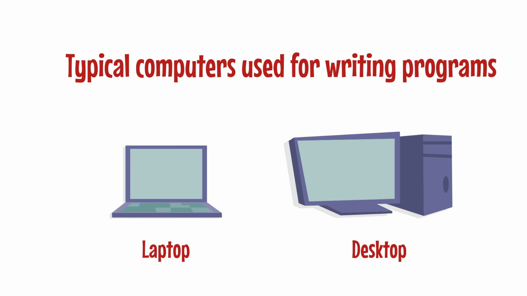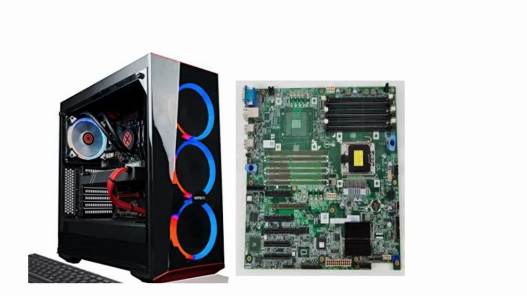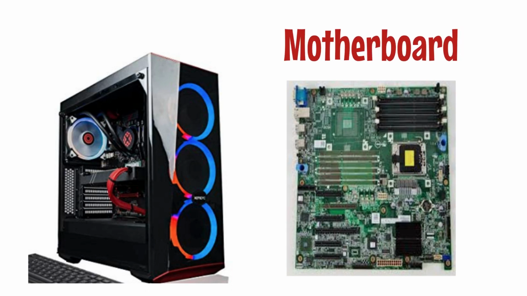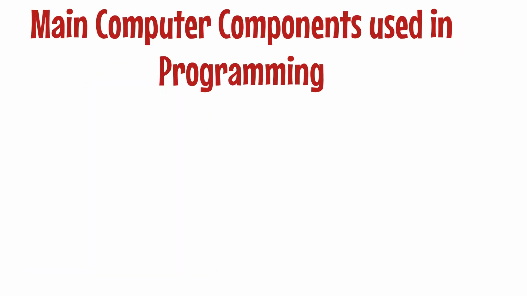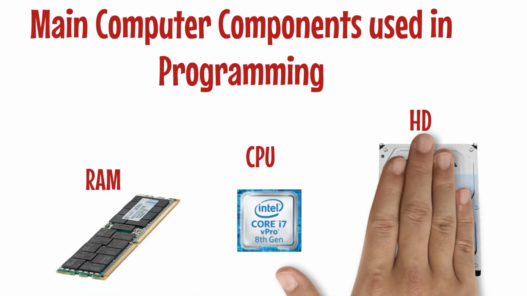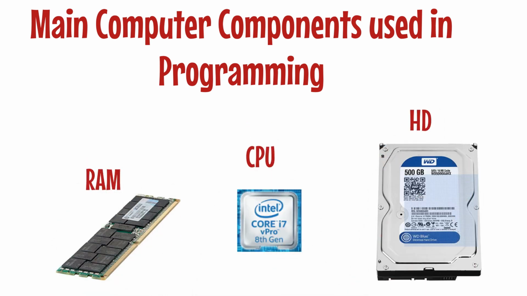Typical computers used for writing programs are laptops and desktops. Have you ever tried to open the outer cover of your computer to see what is inside? If you do, you will see many parts placed on a circuit board, which is called the motherboard. Of the many parts, the three most important parts we will discuss today are the RAM, CPU, and the hard disk, which is in short HD.